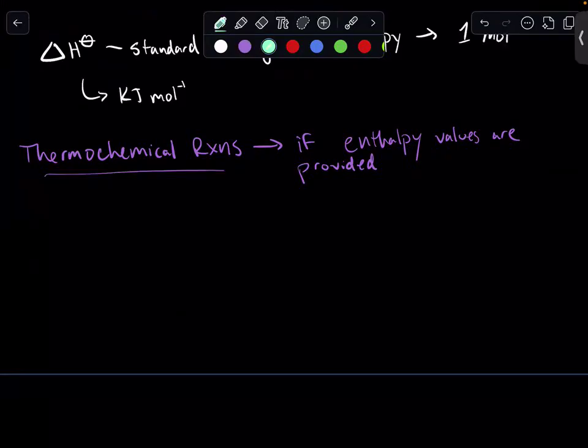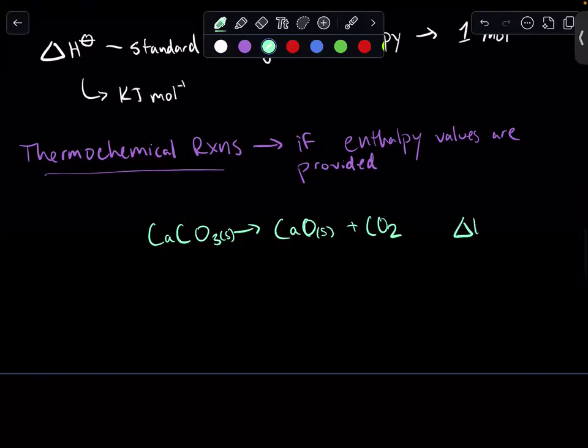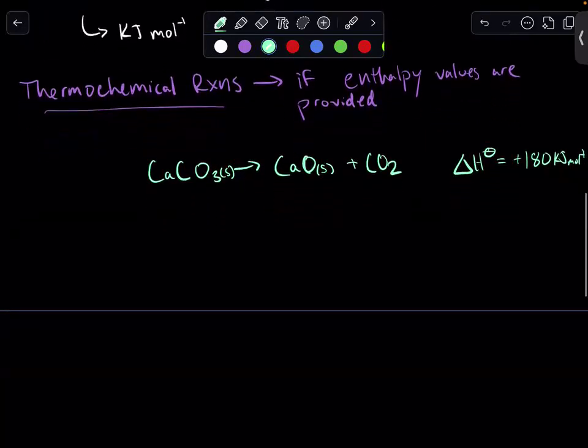A good example of a thermochemical reaction might be the thermal decomposition of calcium carbonate. Calcium carbonate decomposes into calcium oxide, solid, and carbon dioxide. Now, from the last video, we know this decomposition will have a positive delta H because it is endothermic, 180 kilojoules mole inverse. What this means is for every 1 mole of calcium carbonate that decomposes, we will absorb 180 kilojoules. And we know that because it's a standard value.